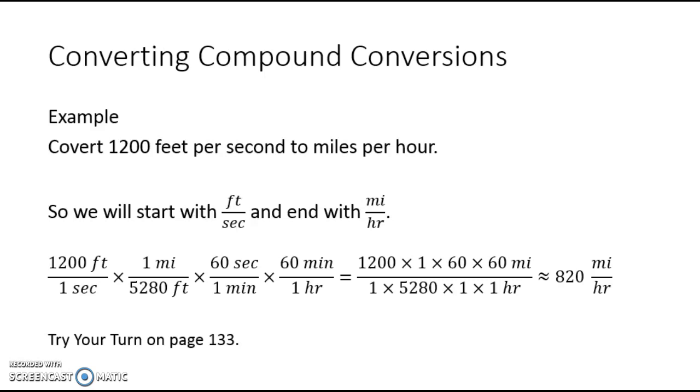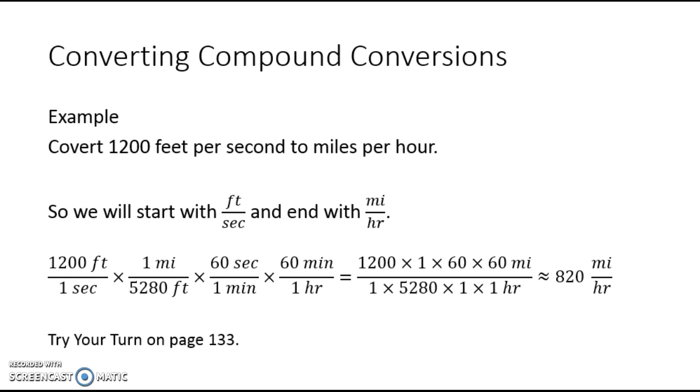Let's try another example here. Let's do a compound conversion. This is one that we've already learned. It's one that uses more than one type of unit to describe it, such as speed. Speed uses distance on the top, and it uses time on the bottom. For example, miles per hour, feet per second, meters per minute. We can describe speed in numerous different ways.